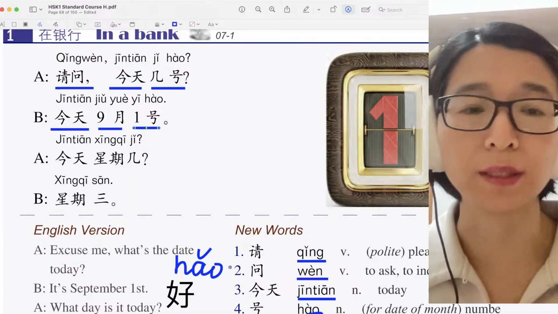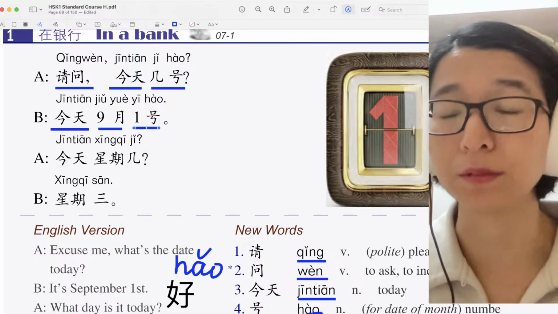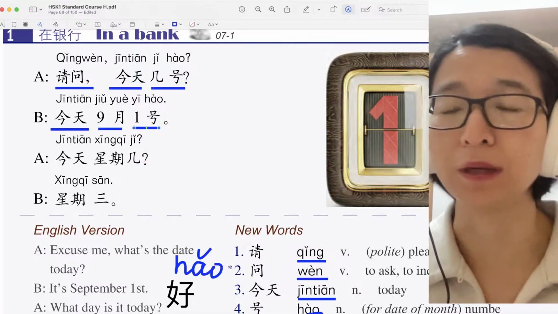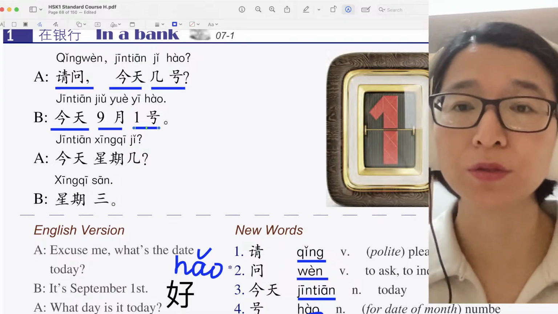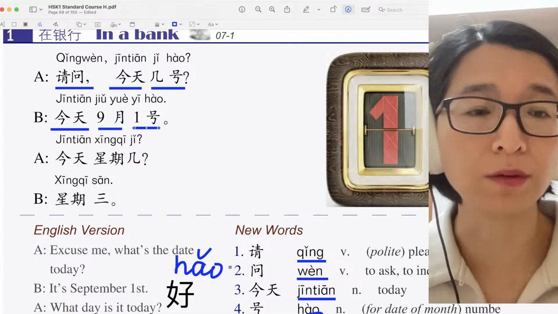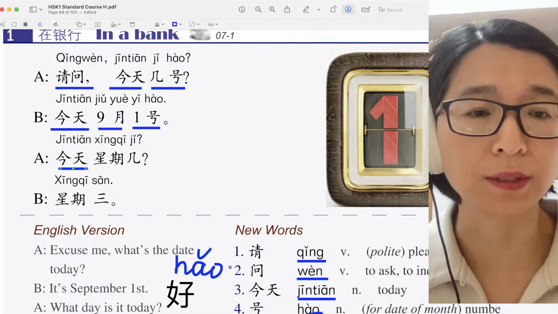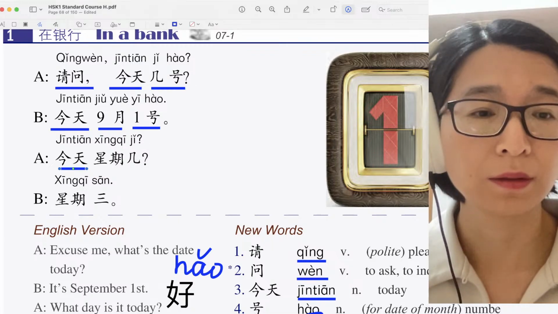9月 and then 1号. So first say the number and then say the 号. You know how to say the date, right? Very straightforward way to learn Chinese. 今天9月1号. Okay, now let's ask, what is the day of the week?